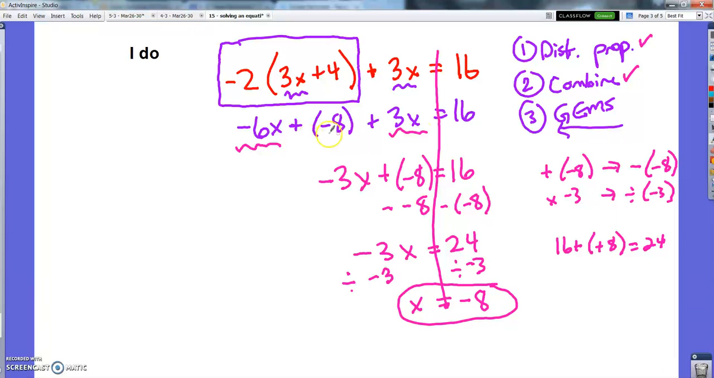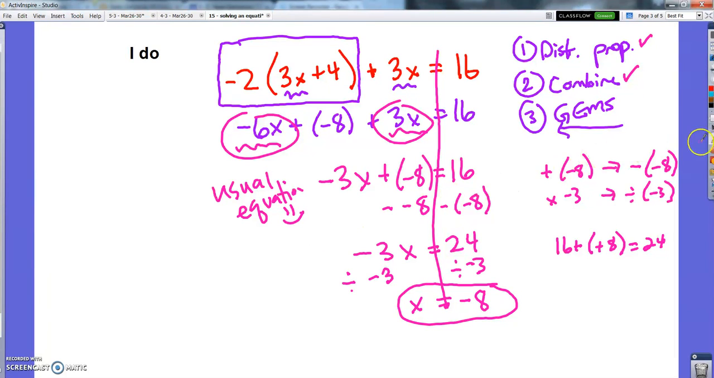Distribute first, so that then I can combine those like terms. After I combine like terms, I'm down to a usual equation that's easy to solve. And then I just solve the usual equation from there.